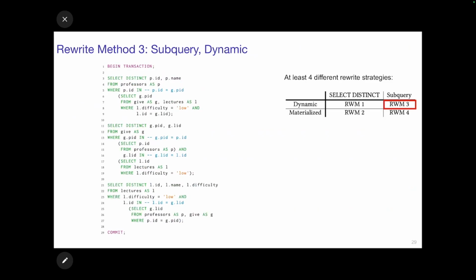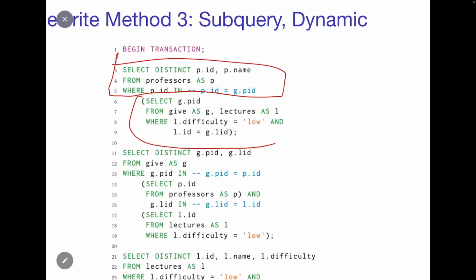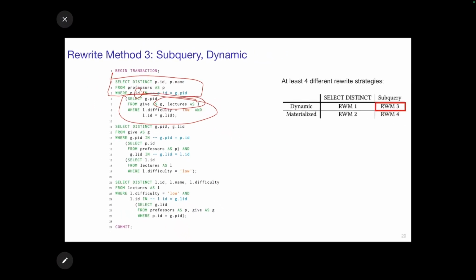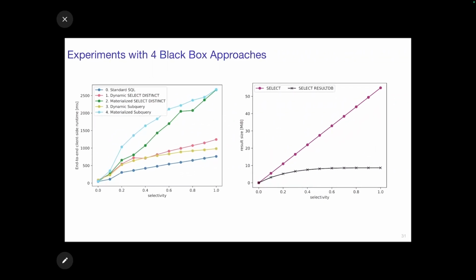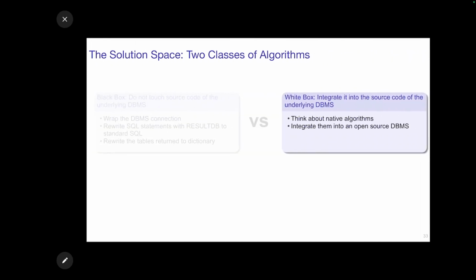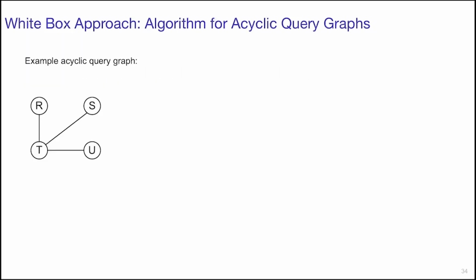Then we looked at other ways through subqueries, basically saying, okay, I want to have all of those tuples from P where the ID is in the remainder of the join result. So this subquery is always G joined L. And then I just check whether the P ID is in that set, and that gives me the same semantics in this case. And you can also do that materialized. Okay, and then we started looking into the white box approaches. In particular, we started with acyclic query graphs.